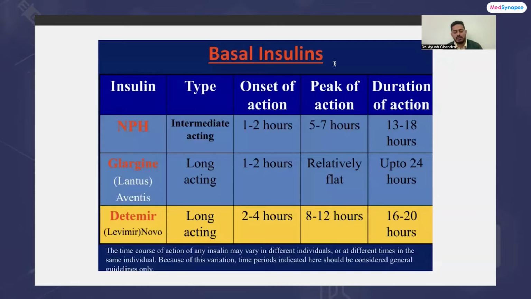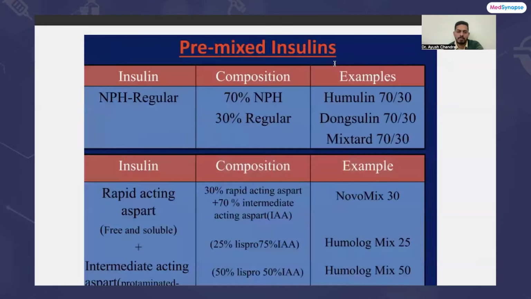Okay, so it is very commonly used. The second is Detemir, also very commonly used, and the impact is this only. Regular we have discussed. Then the rapid insulins, the aspart you can say, and all these things. They also come as a premixed insulin in combination with other drugs.